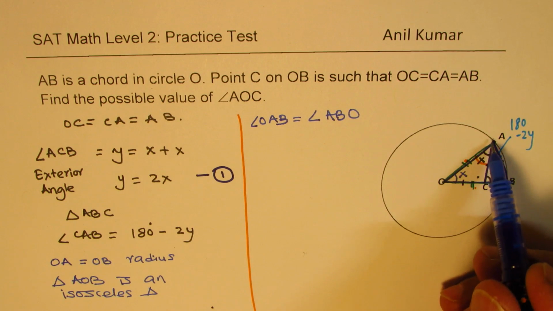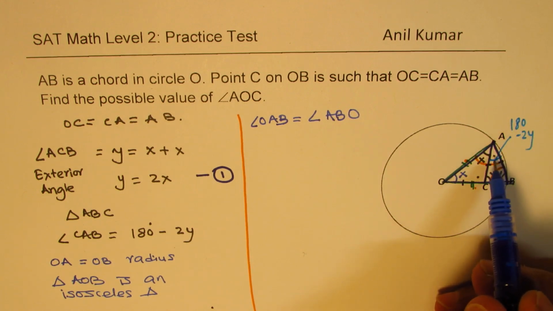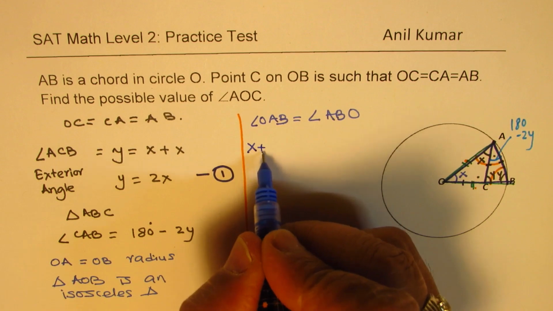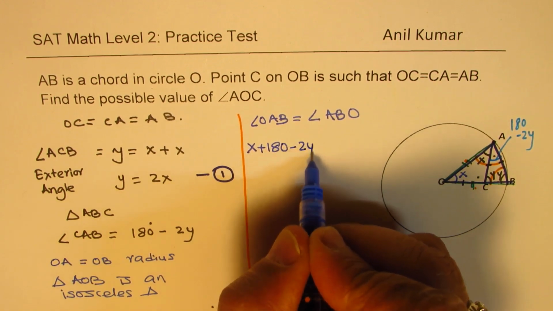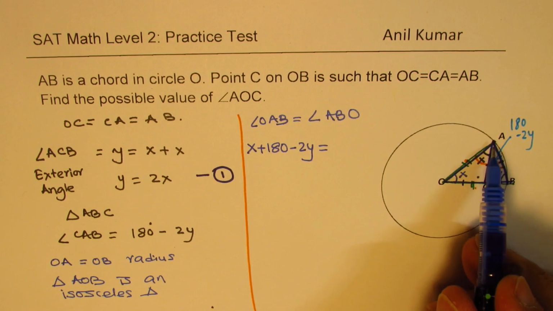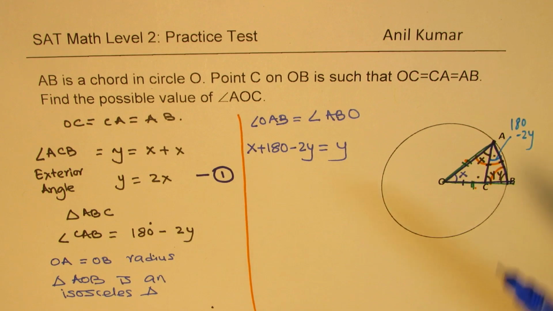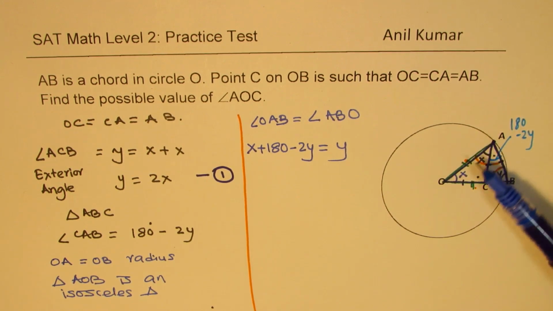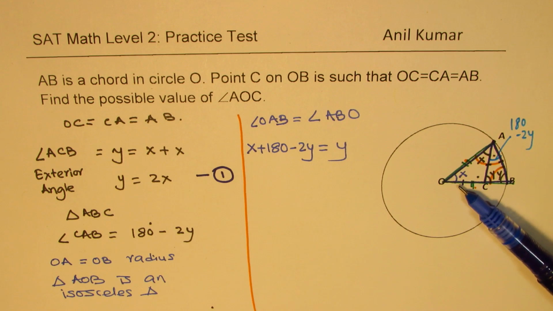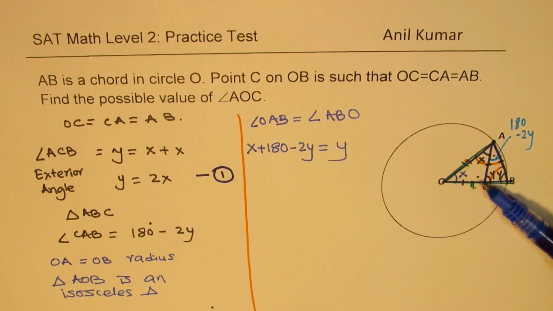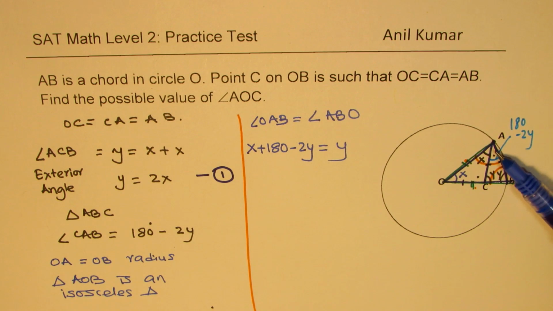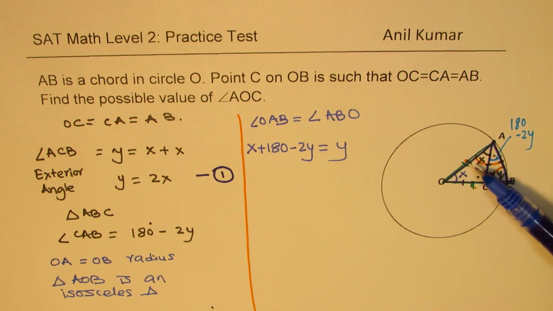Now, angle OAB is the sum of X and 180 minus 2Y. So we could write this as X plus 180 minus 2Y. That should be equal to angle ABO, which is Y. You get the idea. So first we found this small angle. Now, we know these two are radii of the same circle, so both are equal. So the angles at the base, A and B, should be equal. Now this is the sum of X and the smaller angle, 180 minus 2Y. So that should be equal to Y. So we get our equation to solve.